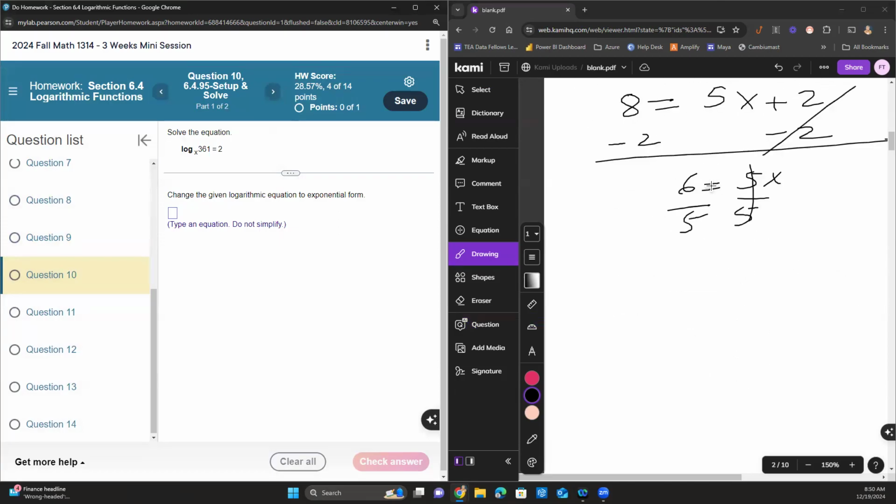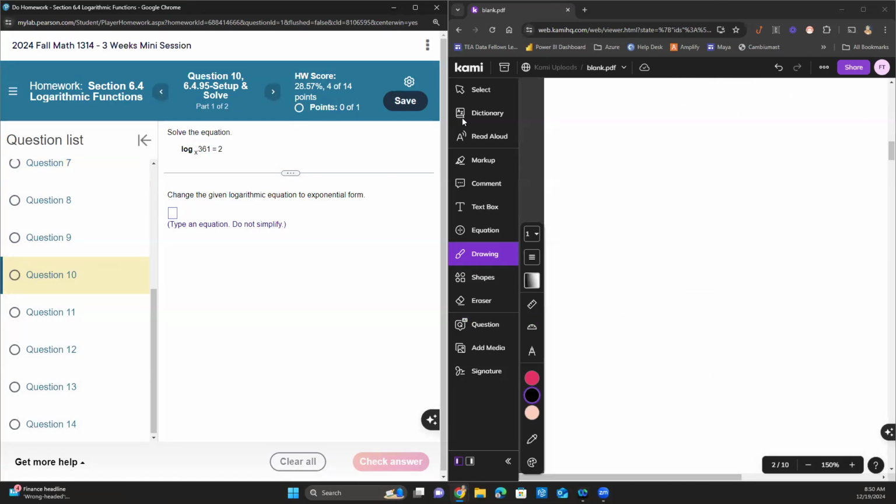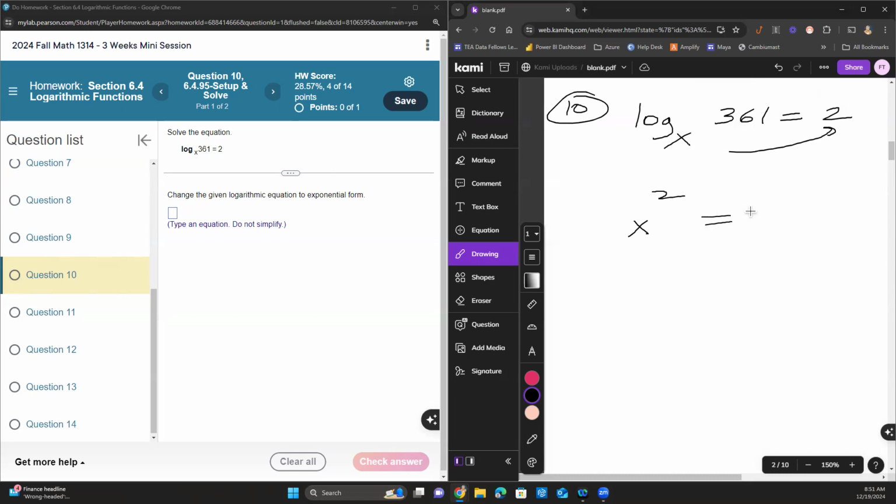Number 10, what I got is log base x of 361, and this is set to 2. So I'm going to again change this to an exponential equation. So the base is x. We're raising x to the 2nd power, and this is set to 361. So I actually got a number that I'm not familiar with. So I don't know what number to the 2nd power gives me 361.